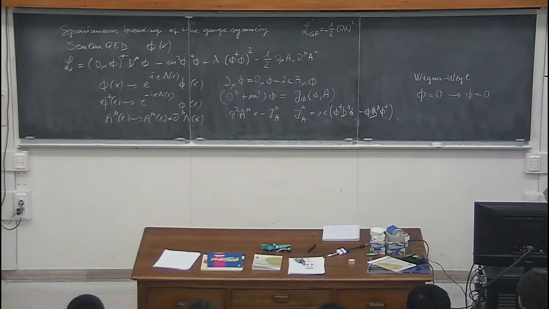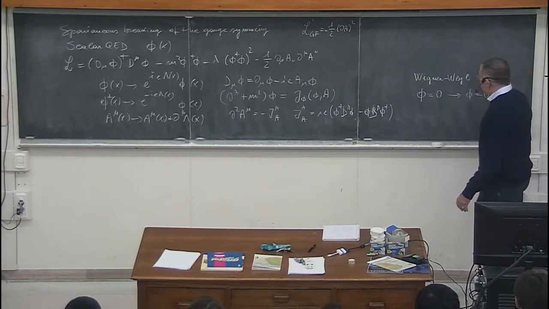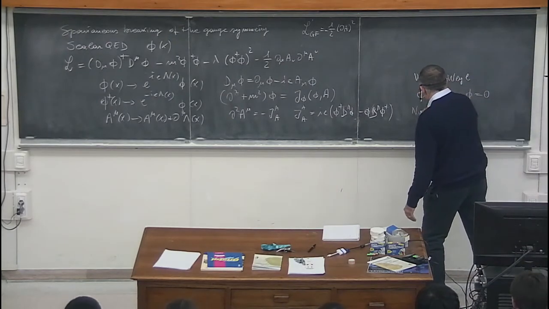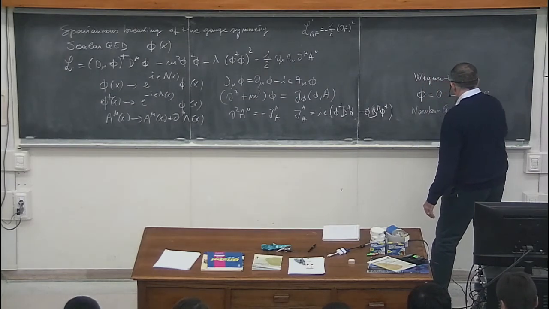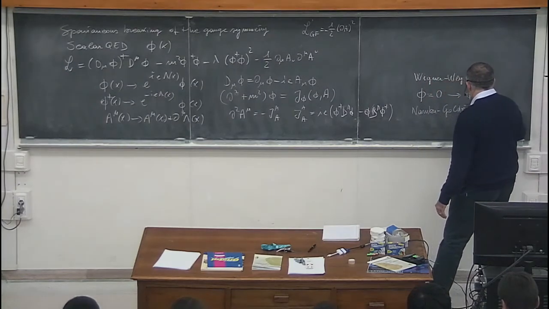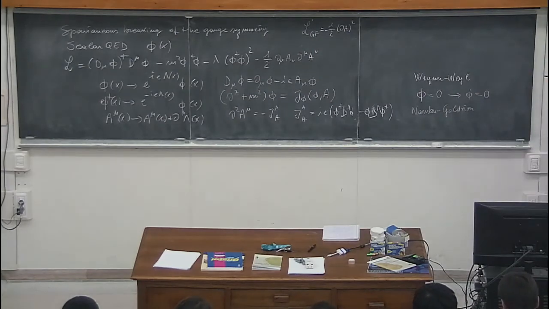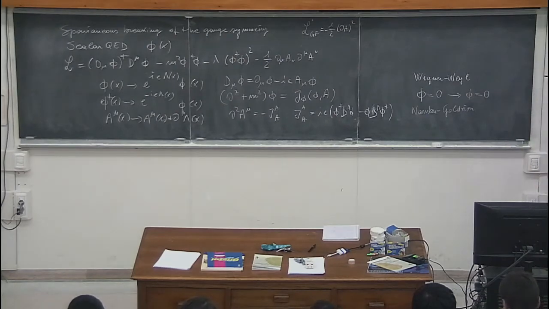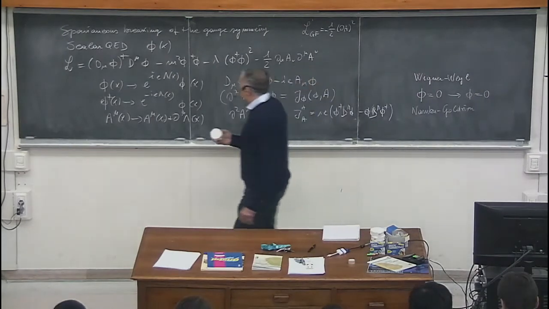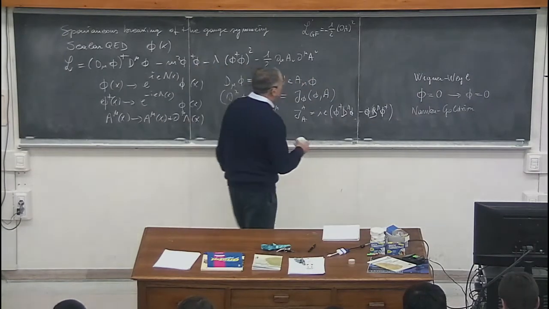There is a different way to realize the gauge transformation in this case, and the different way is called the Nambu-Goldstone way, the Nambu-Goldstone realization of the gauge symmetry, which doesn't share this property. And the Nambu-Goldstone realization of the gauge symmetry is defined as follows.